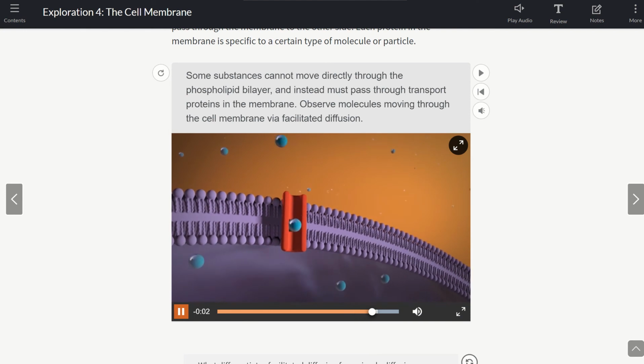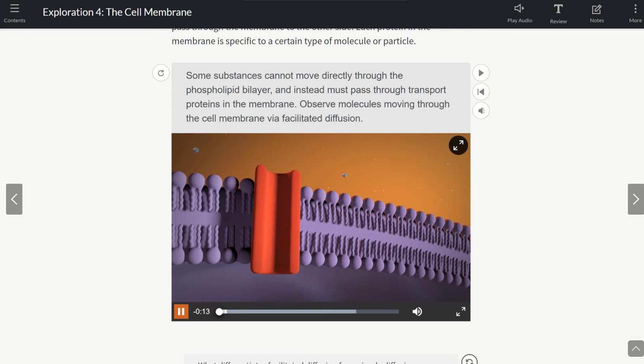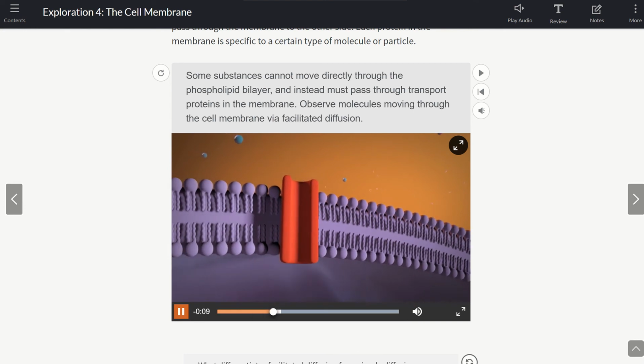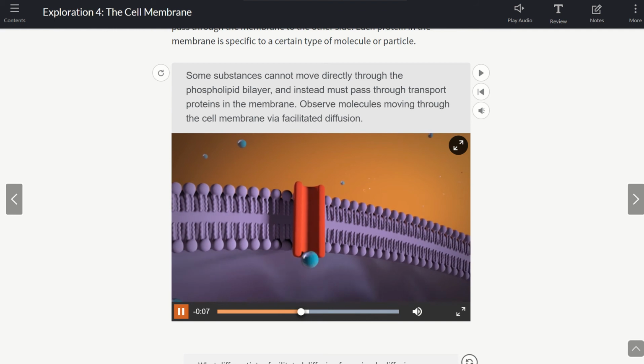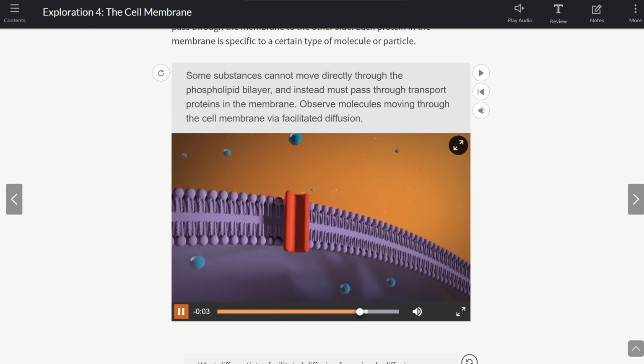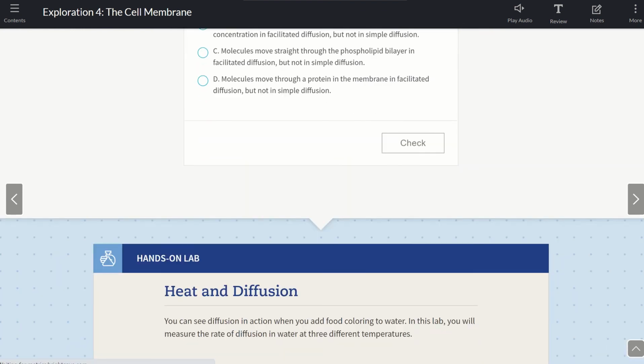It is a channel that goes through, and it's three-dimensional. Think about like a tube, okay? Because our cell membrane is completely surrounding the cell. So this is like a tube, and these molecules are going to find it and be able to go inside, okay? So that's facilitated diffusion.